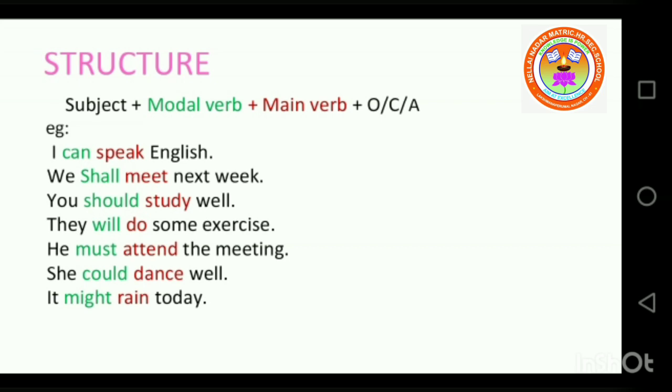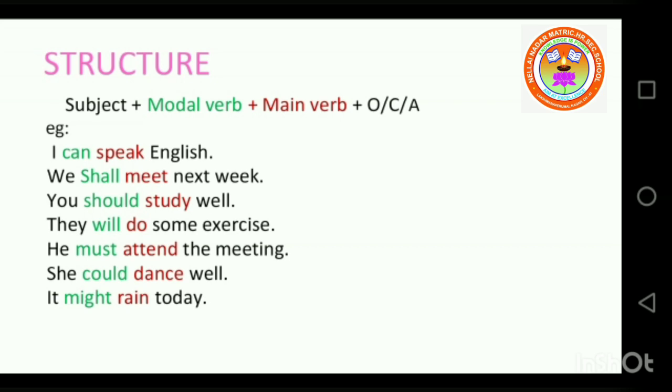For example, I can speak English. We shall meet next week. You should study well. They will do some exercise. He must attend the meeting. She could dance well. It might rain today.